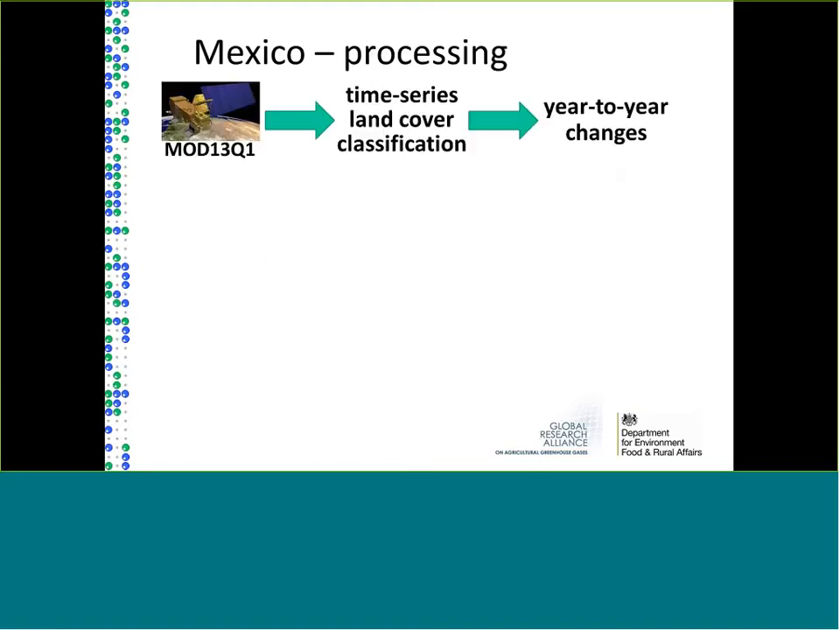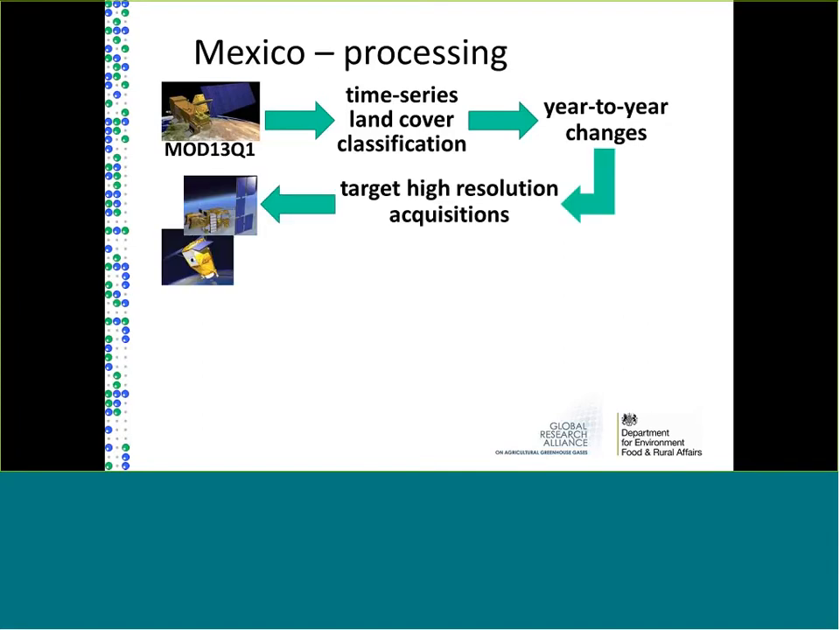Now, the shape of the data processing is the standard MOD13 product, which is the standard MODIS vegetation product, is then used to compile a time series of land cover classification. So MOD13 gives, I think, a 16-day repeat. So you can build up a time series, and it's that changing time series that is used to define land cover, and then they look for changes in that land cover from year to year. That then allows the targeting of the high resolution SPOT 5, 6, and 7 coverage for the study years.